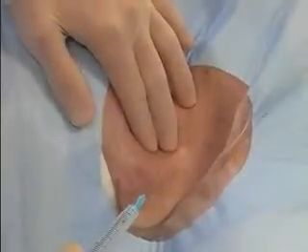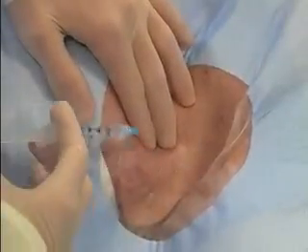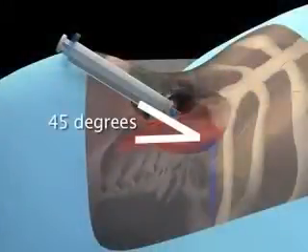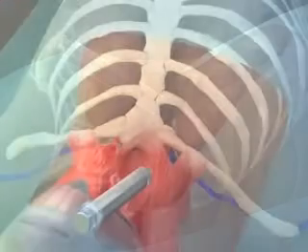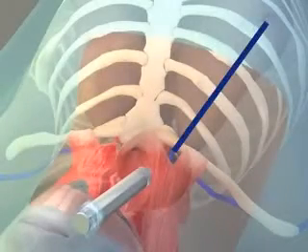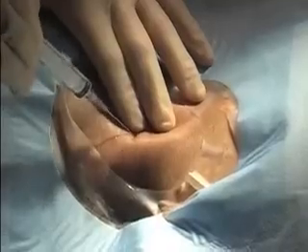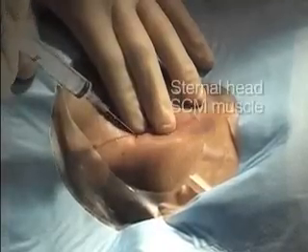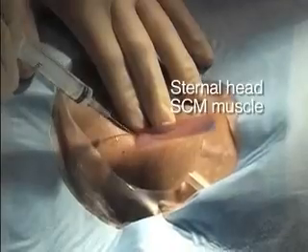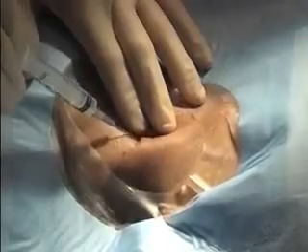In a patient who is awake or minimally sedated, the skin should be infiltrated with a local anesthetic, such as 1% lidocaine, with a 25-gauge needle to help minimize pain on insertion of the catheter. Using the insertion needle, approach the site at a 45-degree angle from the coronal plane, with the long axis of the needle directed toward the ipsilateral nipple. Puncture the skin at the apex of the triangle at the medial border of the sternal head of the sternocleidomastoid muscle, entering just lateral to the carotid pulse.